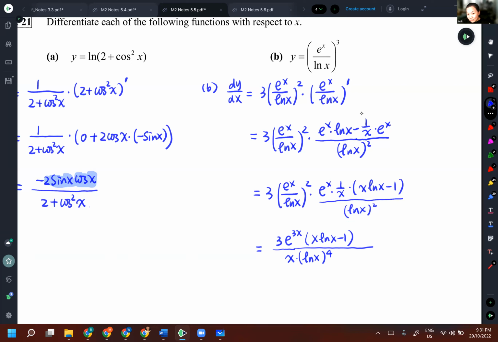Usually it takes a while for you to get the answer. It's not the differentiation that's so difficult. It's to get the right answer. It's very, very hard.